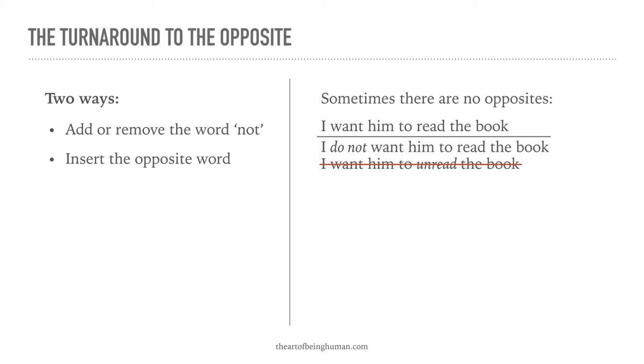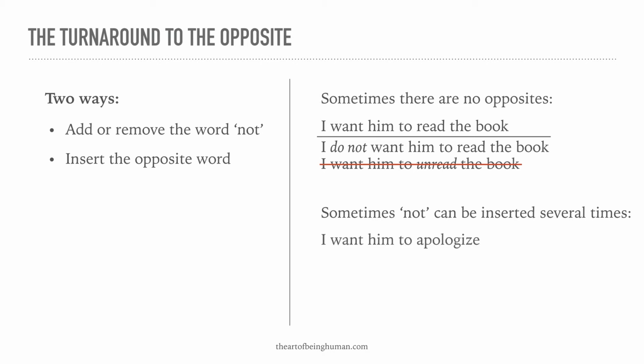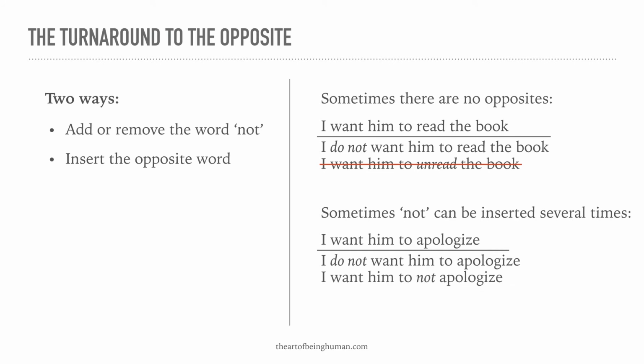And notice that a single turnaround can have several variations. Sometimes not can be inserted in more than one place, for example. I want him to apologize can become I do not want him to apologize, but it can also become I want him to not apologize, which may very well open an entirely new perspective.